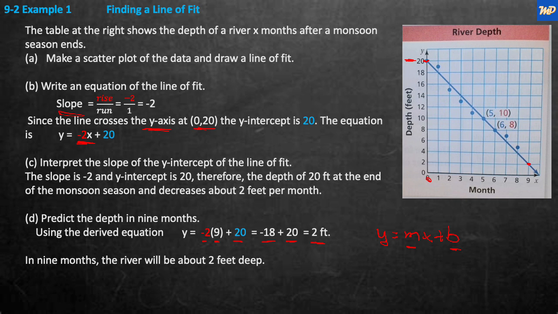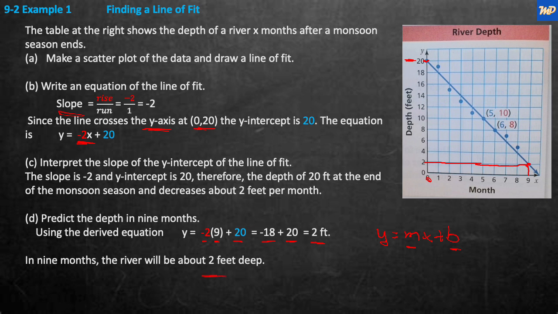And if you look here, guess what? We go along the line here, and guess where it is? Right here. It's at 2 feet. It came up at 9. It happened to be that way, but it could have been off a little bit, but this one happens to fit pretty darn good. So there you have it. In 9 months, the river will be about 2 feet deep.